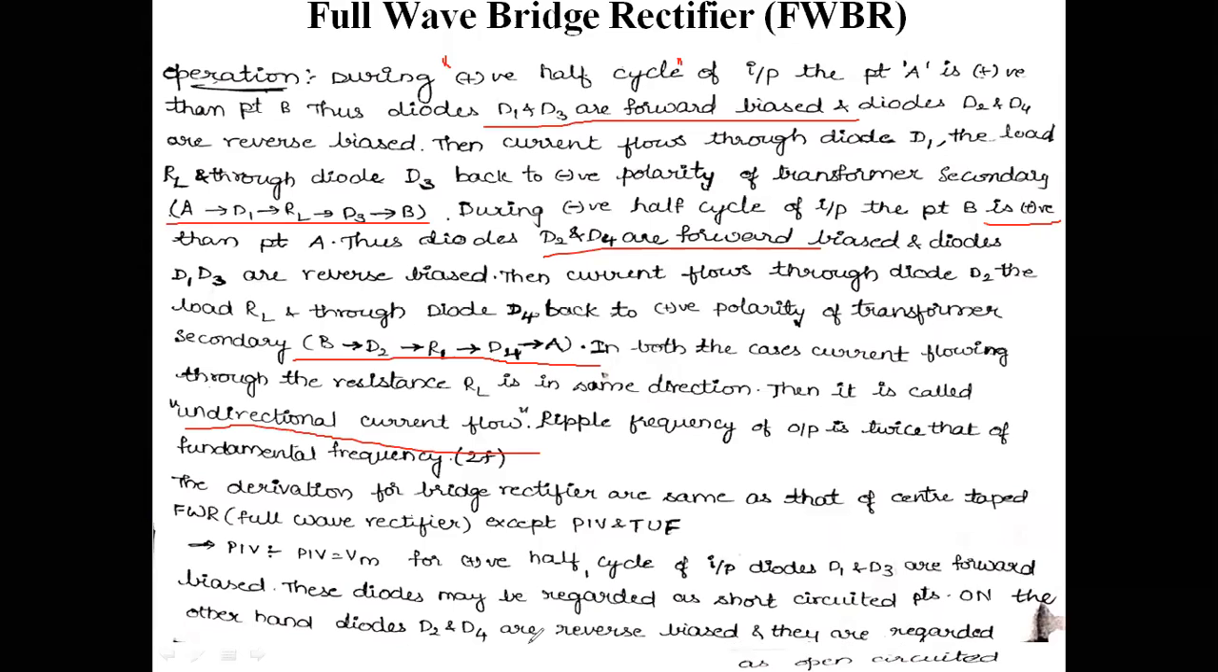If you are considering another half cycle, then those 2 diodes are in reverse bias condition. Therefore, across each and every diode, we are considering the maximum voltage. The maximum voltage is Vm, and the peak inverse voltage is given by PIV is equal to Vm here.